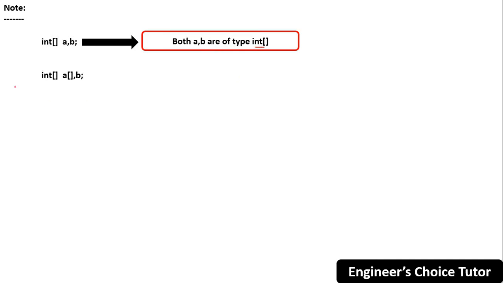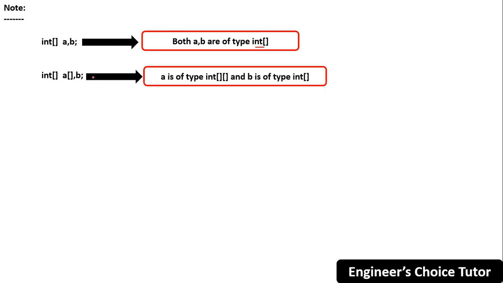Now, if I write int[] a[], b, what does it mean? It means a is of type int with two square brackets, which means a two-dimensional int array. And b is of type int array, which means single dimension, right?